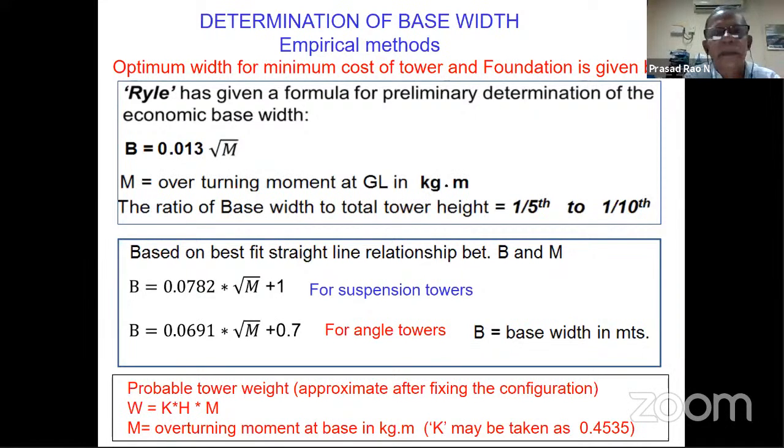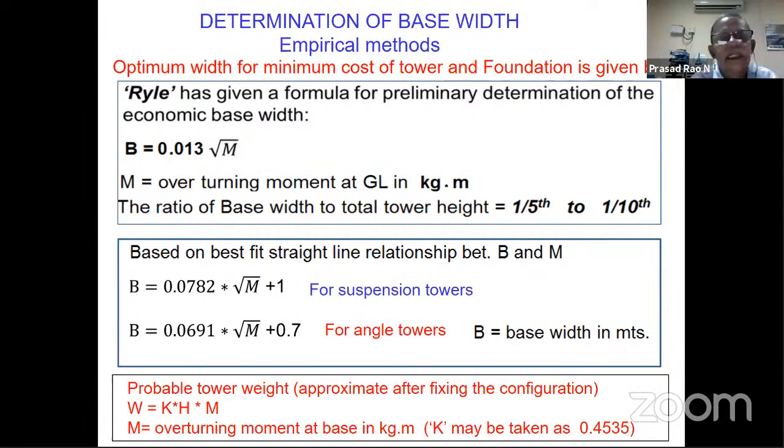This is an empirical formula. So for a new person who is trying to start the design of a transmission tower, these are the thumb rules, or we can say empirical formulas, that can be used to fix the base width. The ratio of base width to total height is 1/5 to 1/10 of the height. Then based on the relationship between base width and the moment, you can find out the base width also. Then we have the probable tower weight. Suppose we are quoting for the tower, we can find out the weight of the tower also.